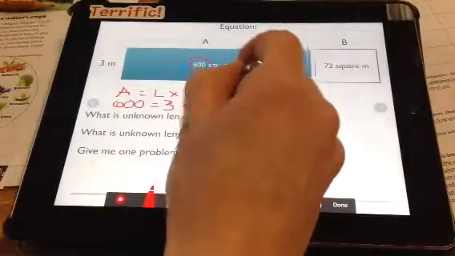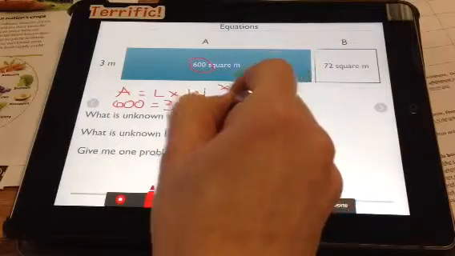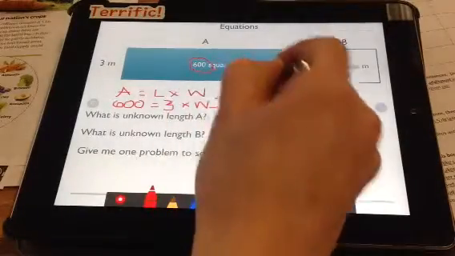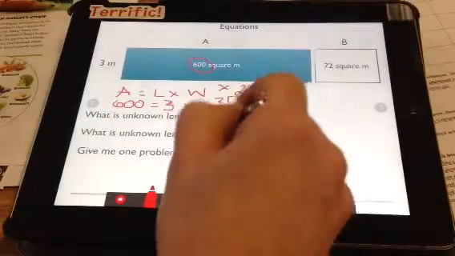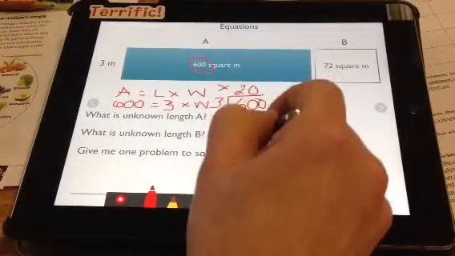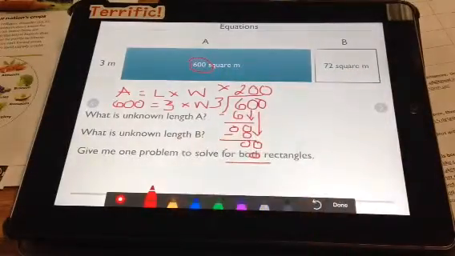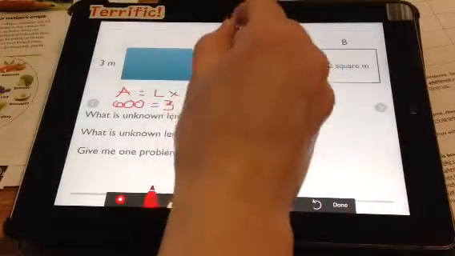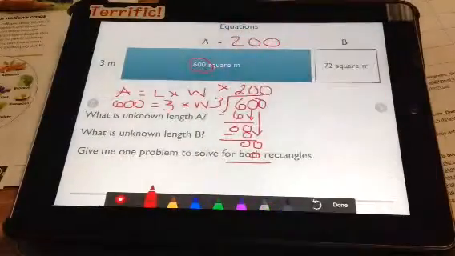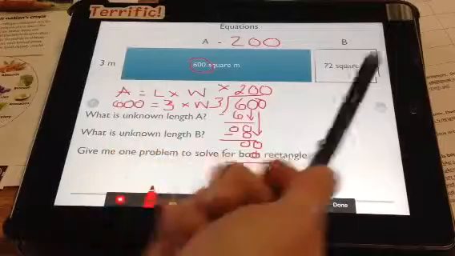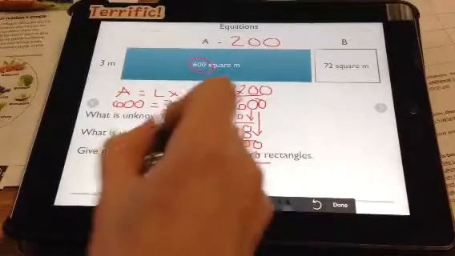6 goes into 3 2 times. 0 goes into 3 0 times. 0 times 3 is 0. 0 goes into 3 0 times. So therefore A equals 200. Does that make sense? 3 times 200 is 600? Yes, it does. So that's A.